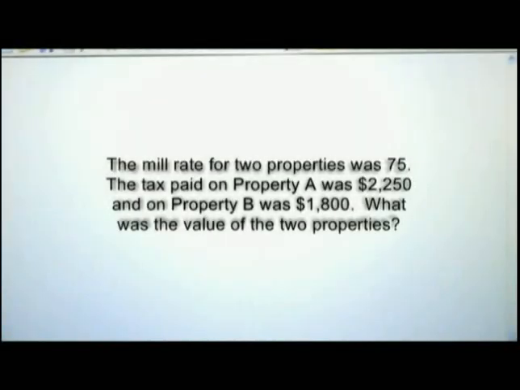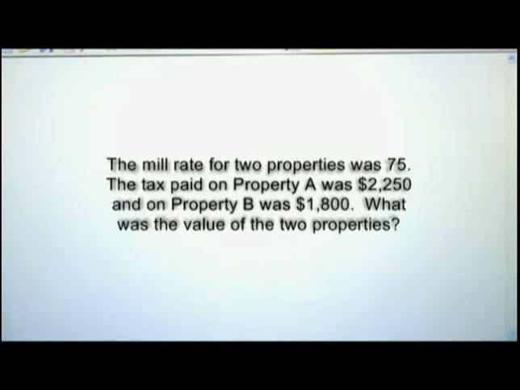The mill rate for two properties was $75. The tax paid on property A was $2,250 and on property B was $1,800. What was the value of the two properties? This is a good example of where I can use the T. So I'm going to draw out a T for property A and one for property B.